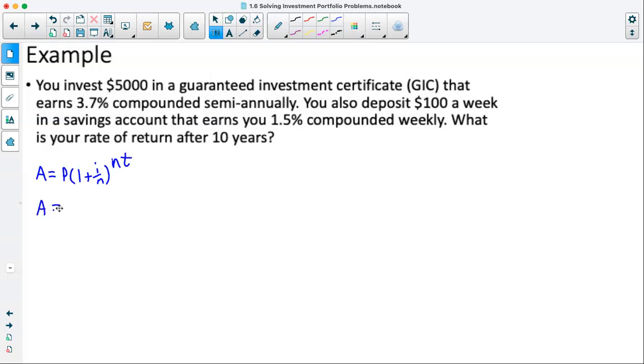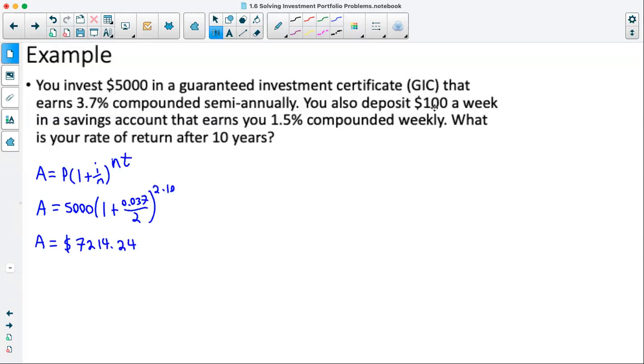Fill out our information. So A is equal to 5,000 times 1 plus 0.037 divided by 2 because it's compounded semi-annually, to a power of 2 times 10 because it's invested for 10 years. Putting that in our calculator, we should end up with a final value for this part of our investment of $7,214.24.